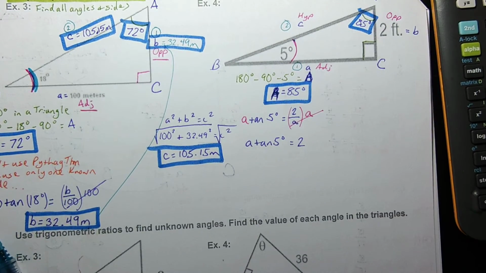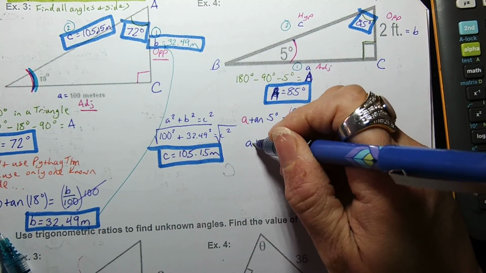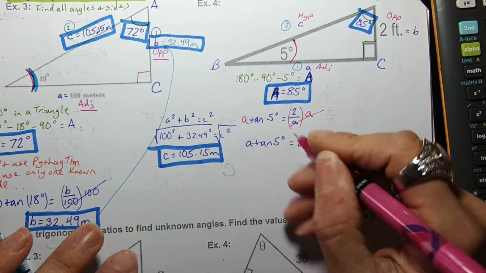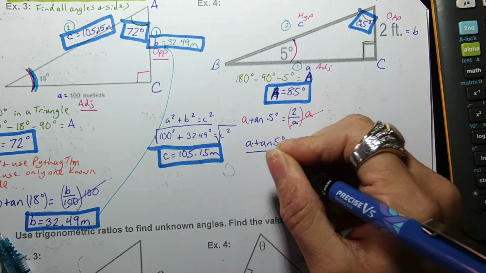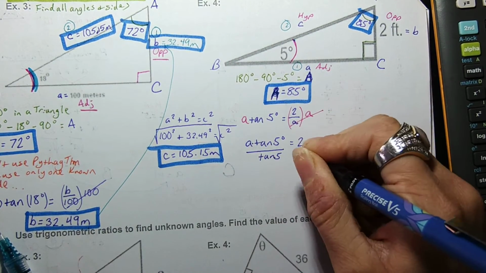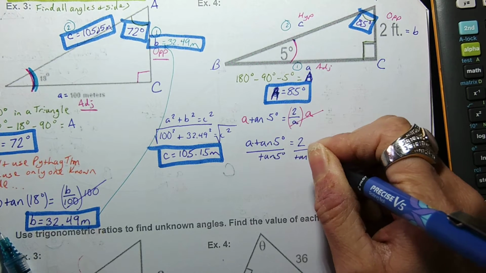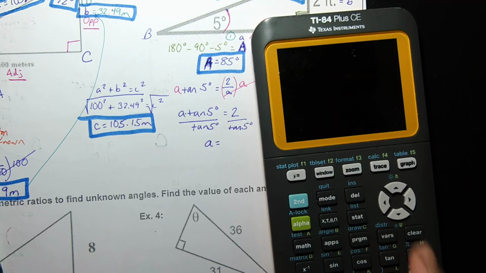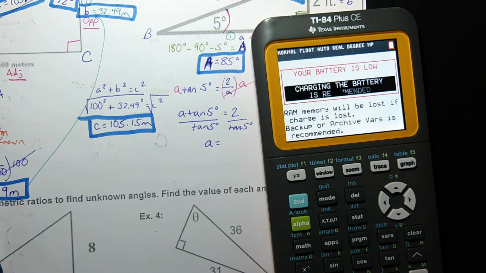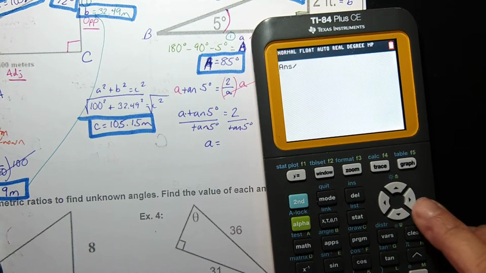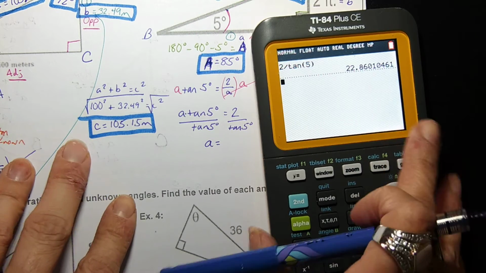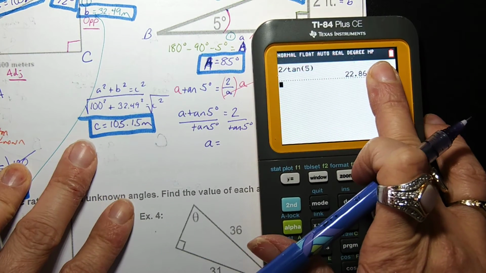Now, how are we going to isolate A? What's connecting that A to that tangent? Multiplication. So we're going to divide both sides by tangent 5 to give me what side A is equal to. And we are now ready to turn to our calculators to take 2 divided by the tangent of 5. And that gives us, rounded to 2 decimal places, we've got 0.86.